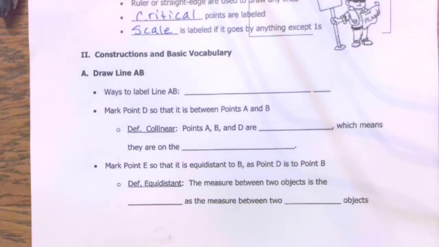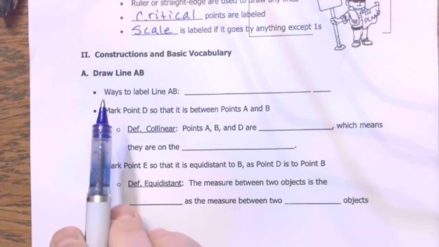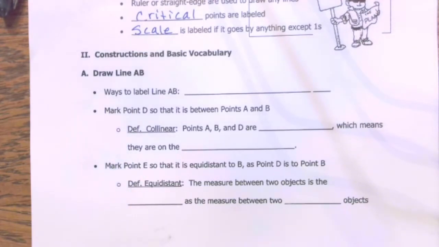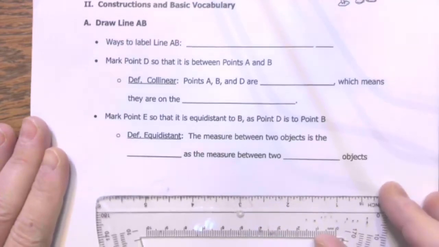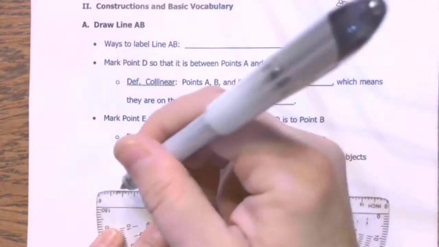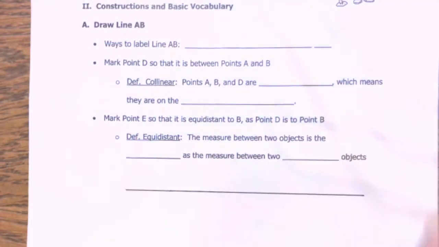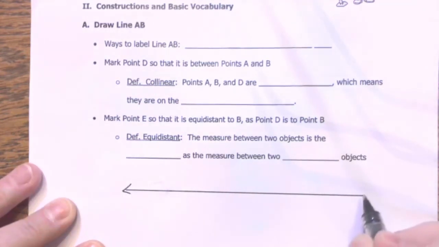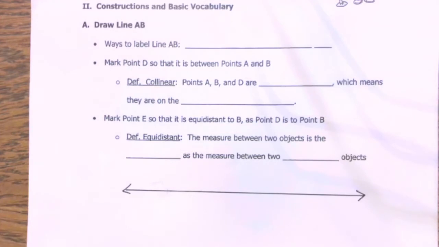First thing we're going to do is draw a line AB. Okay, so using your straight edge or your ruler, we're going to come down here to the bottom, and we're going to draw a line. Now, a line actually goes on forever. So when it says line, it gets arrowheads to show that.